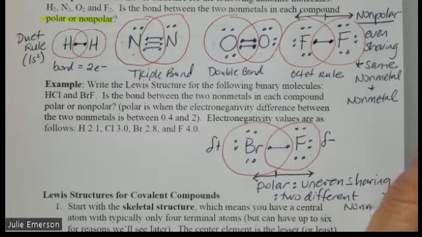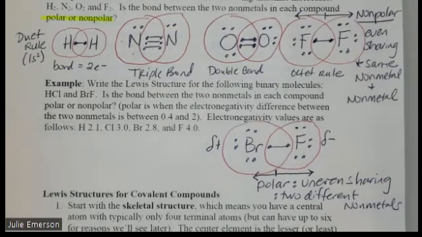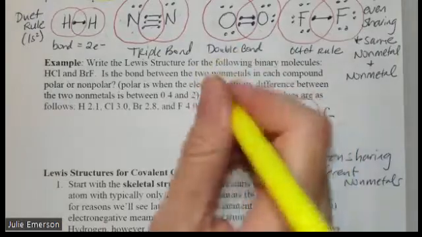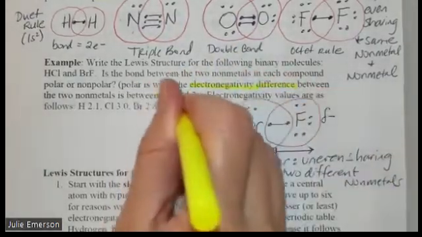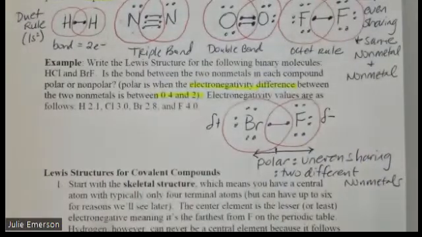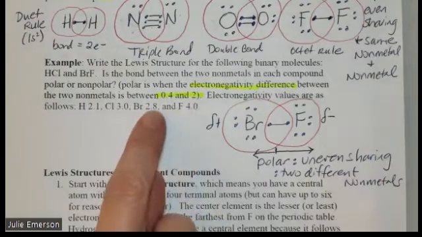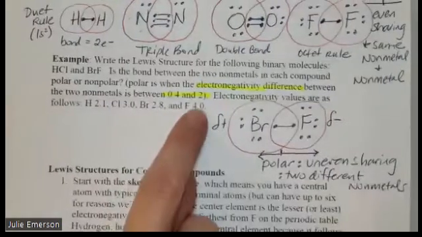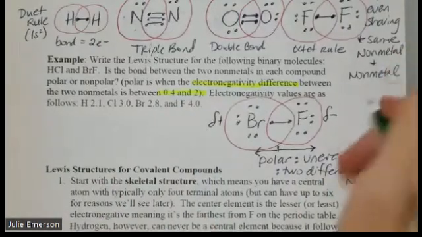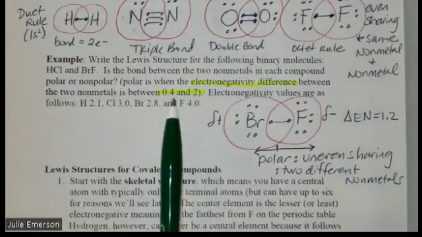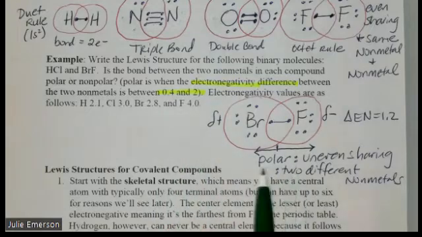Now that is an oversimplification of the definition for polar. Because technically what we want is an electronegativity difference that is between 0.4 and 2. So if I look at my value of electronegativity for fluorine, which is 4, and bromine, which is 2.8, the difference there is 1.2. So you'll see, okay, the difference in the electronegativity here is 1.2. And if that difference is more than 0.4 and up to 2, that means it's going to be polar.